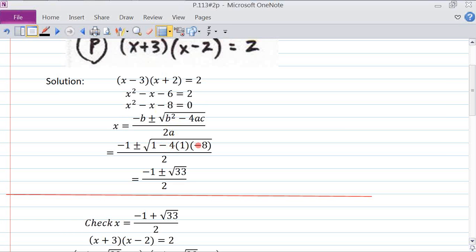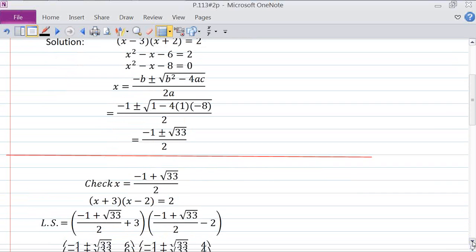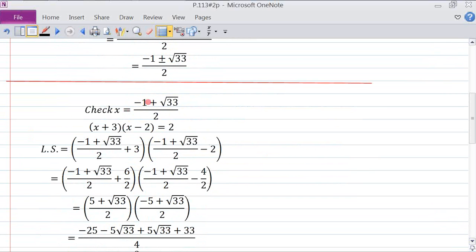C is minus 8. So minus 4 times minus 8 is plus 32. 1 plus 32 is 33. And of course, 2a, if a is 1, is just 2. So here are our two solutions: minus 1 plus root 33 over 2, and minus 1 minus root 33 over 2. You're going to check the minus 1 plus root 33 over 2. You're going to put it back into the original equation.